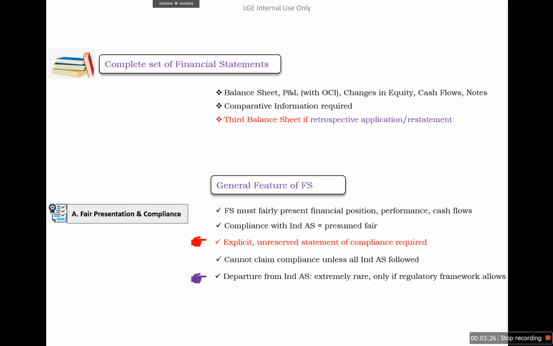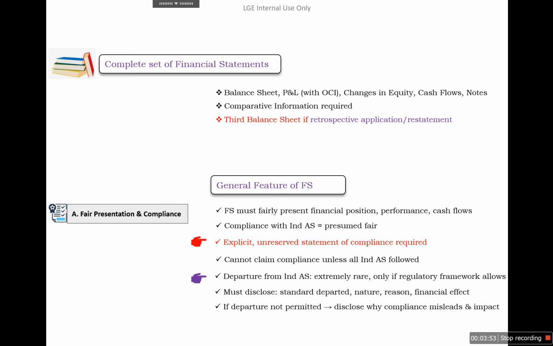Departure from Ind AS is not allowed. It is allowed only in extremely rare cases where regulatory frameworks allow it. And when there is a departure from an Ind AS requirement, we must disclose the standard that has been departed from, the reason for departure, and the nature and financial effect thereof.